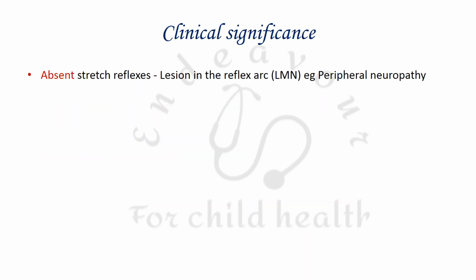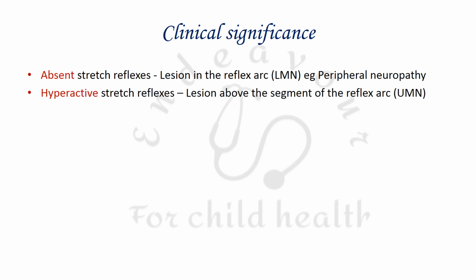With absent stretch reflexes, we already know that the lesion is somewhere in the reflex arc, that is the lower motor neuron, for example peripheral neuropathy. And with hyperactive stretch reflexes, as already discussed, the lesion is somewhere above the segment of the reflex arc, or in the upper motor neuron.